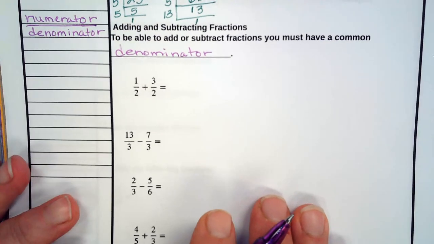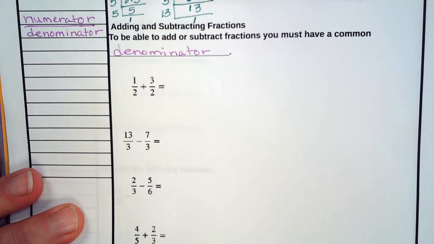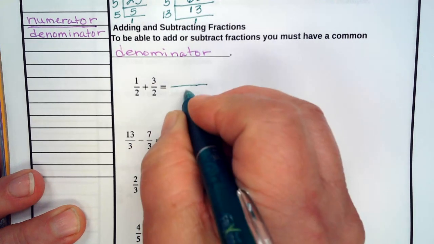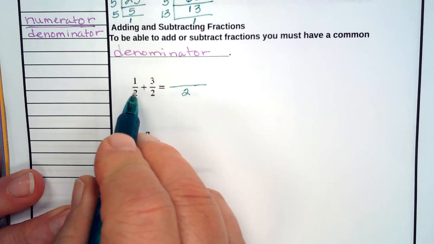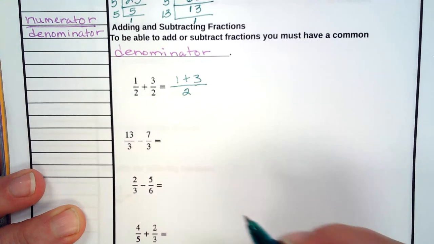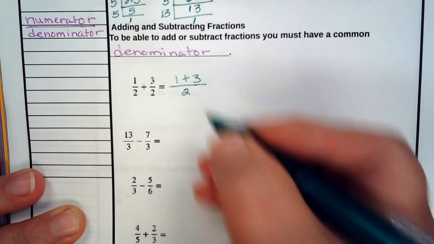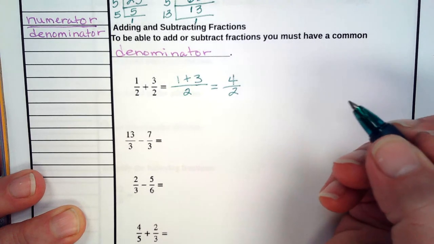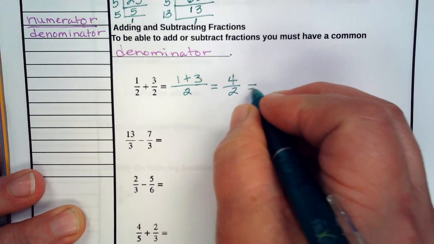So as I'm looking at the first one, are the bottom numbers the same? Well, yeah, they are. So all I have to do is focus on what's on top. So this is 1 plus 3, which gives me 4 over 2. 4 divided by 2 is simply 2.